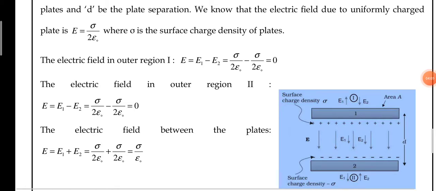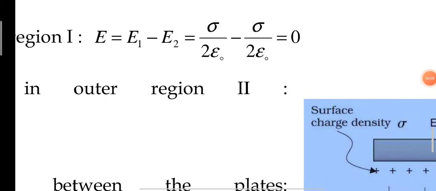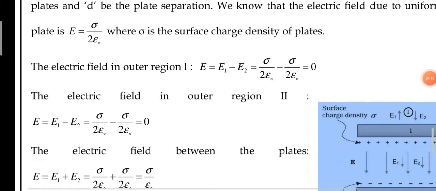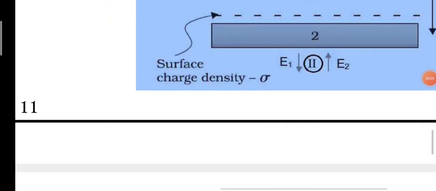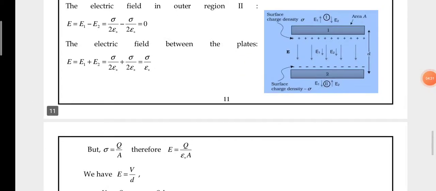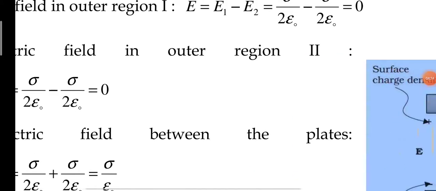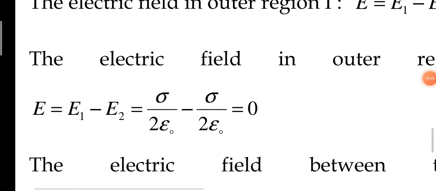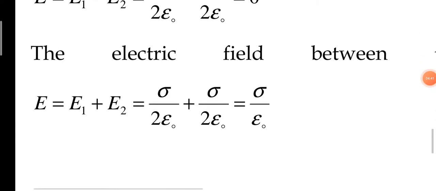Because of that, the net electric field in region 1 is sigma by 2 epsilon naught minus sigma by 2 epsilon naught, which is equal to 0. In region 2, at the bottom of the diagram, E1 is in the downward direction because of the positive charge, and E2 is in the upward direction because of the negative charge. These two electric fields are equal in magnitude and opposite in direction. Because of that, in region 2 the net electric field is also 0. Are you observing? The net electric field is 0.